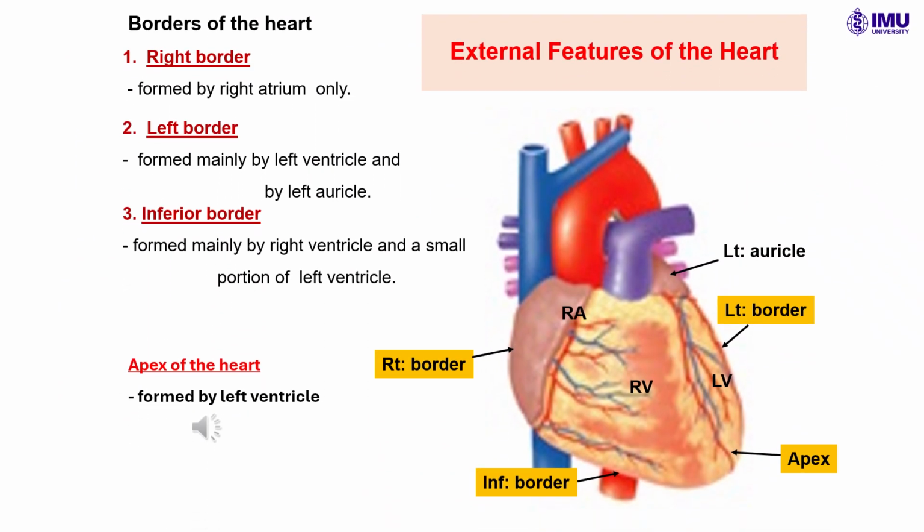The right border of the heart is formed by the right atrium only. The left border of the heart is formed mainly by the left ventricle and also by a small part of the left atrium. The inferior border of the heart is formed mainly by the right ventricle and a small part of the left ventricle. Apex of heart is formed by the left ventricle.